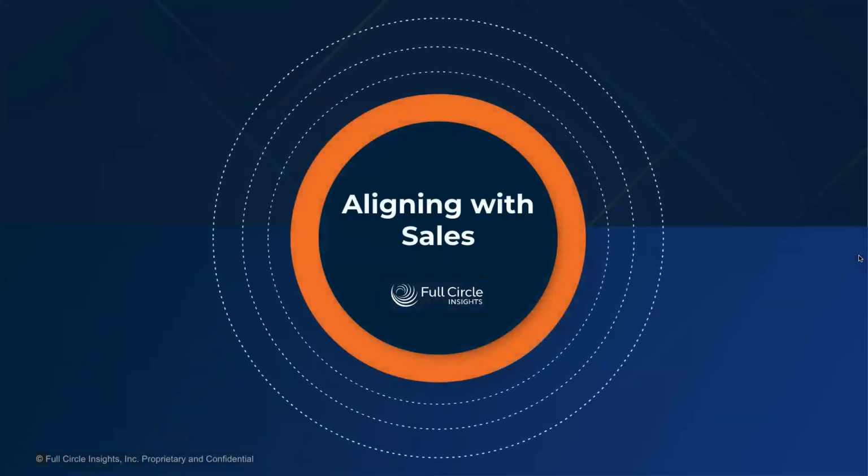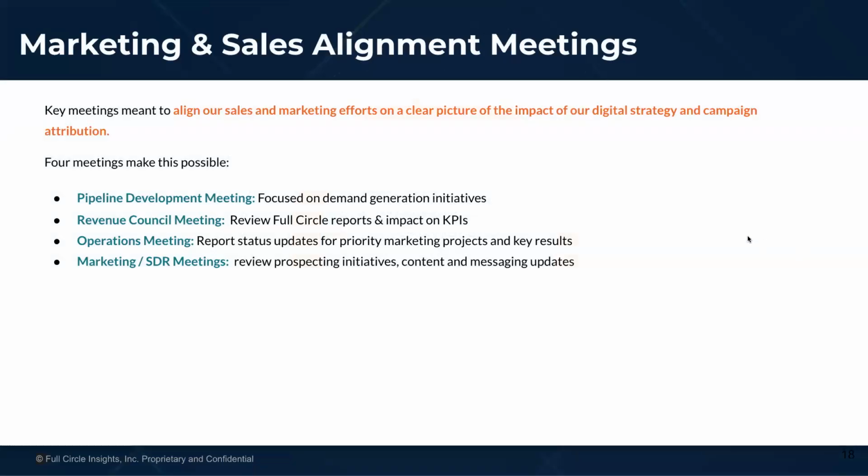Okay, so let's talk about how we align with the sales team and how we align in general when it comes to campaign attribution. There are two points that we'll dive into here. One is the alignment in terms of communication. These are specific meetings that can help with that alignment. Then we're also going to talk about some different touch points, dashboards, and metrics that you can align with as well in the next slide.